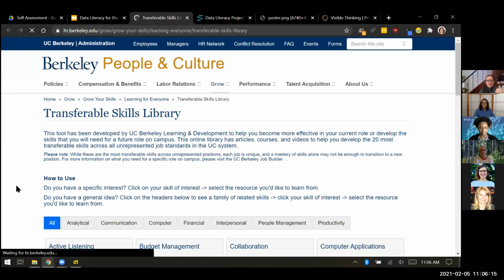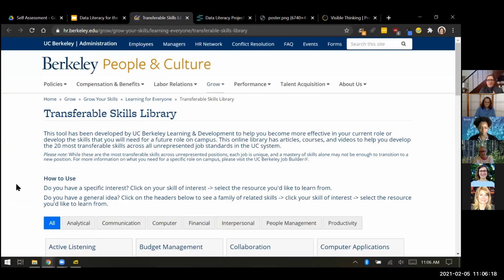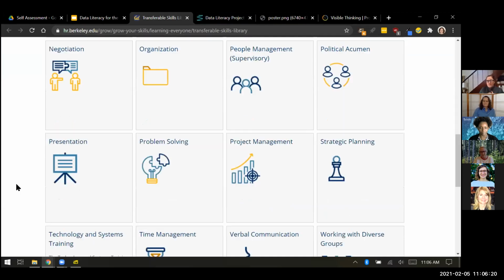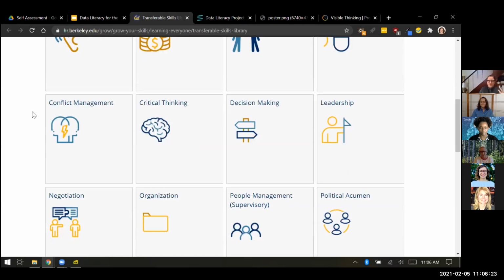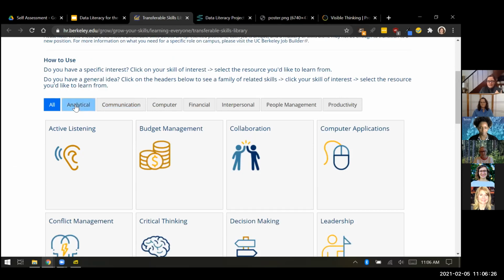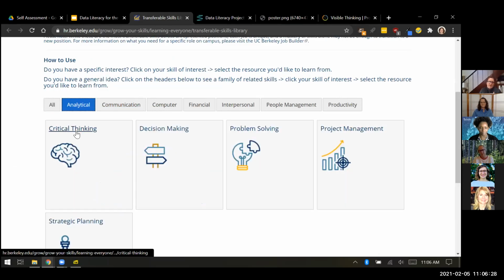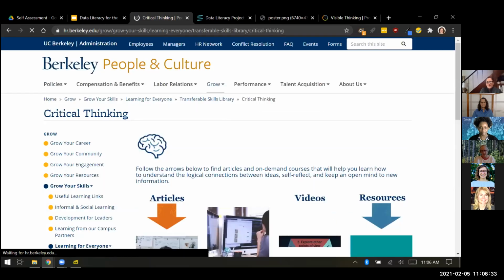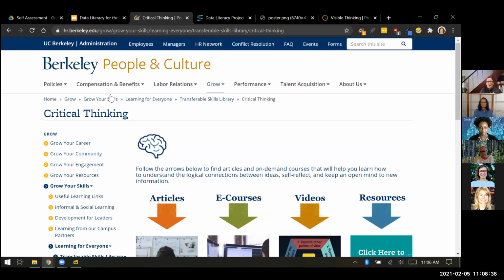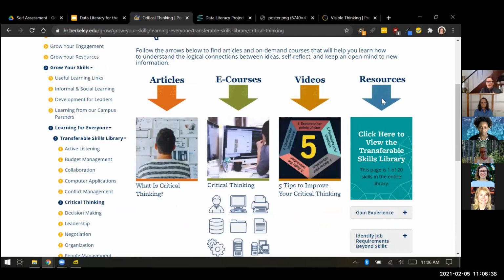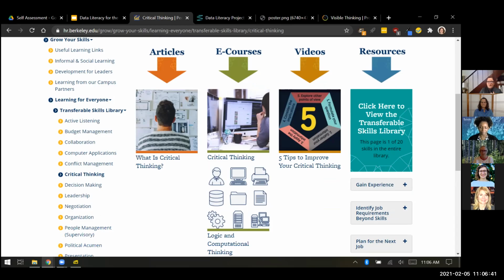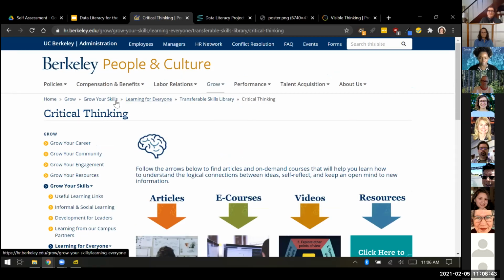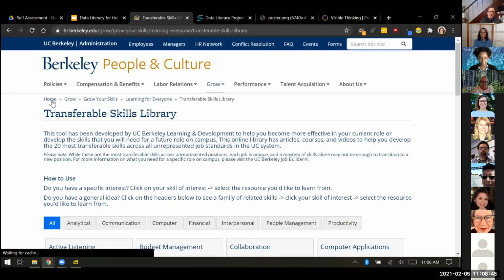So their perspective is all campus staff, right? Not necessarily this specific set of tools, but they list all of the transferable skills you might need to get ahead in your career. And when you click on it, you see here's critical thinking. It takes you to a resource page, which is really amazing. You get everything here: e-courses, articles, videos, more resources. So this is out there, and if you didn't know that, here you go.